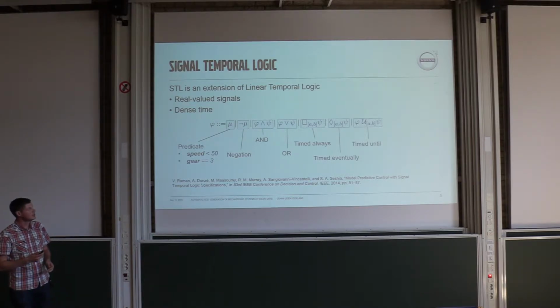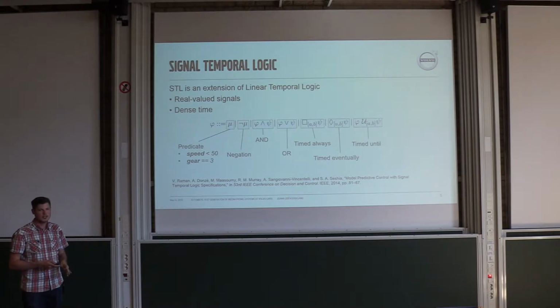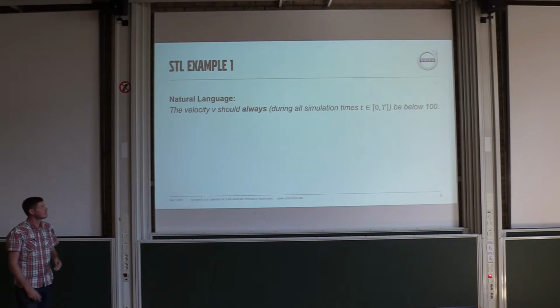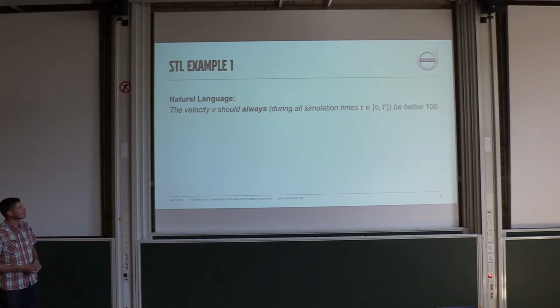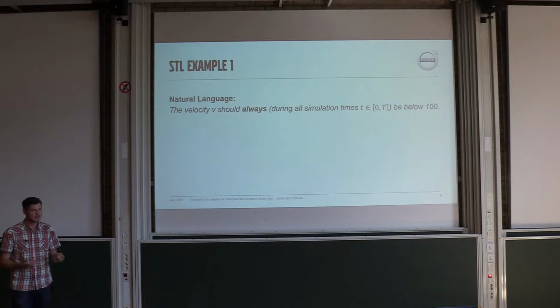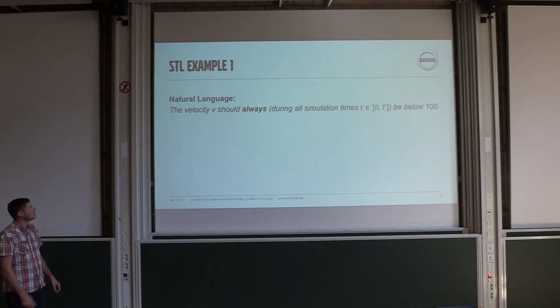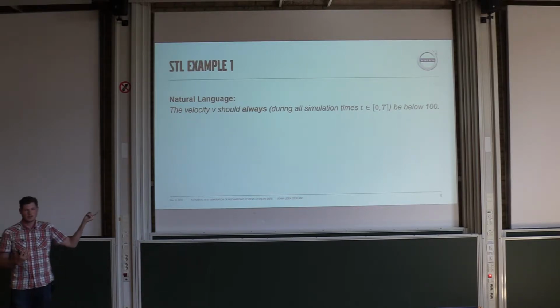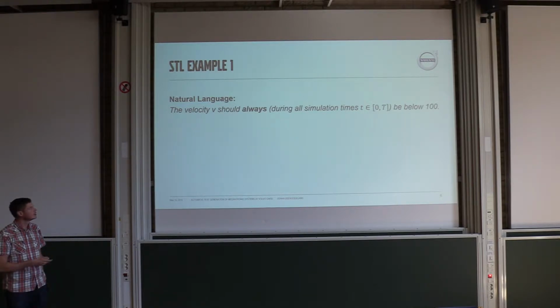So instead of going into too much detail here, I'll give 3 examples of STL specifications and their corresponding natural language requirements. This first example is just an example that I came up with. Whether or not it makes sense kind of depends on the application, I guess. We're saying that velocity v should always be below 100. So of course, when I say always, and I'll also make it bold here, it's quite clear that the always operator should probably be included in some way.